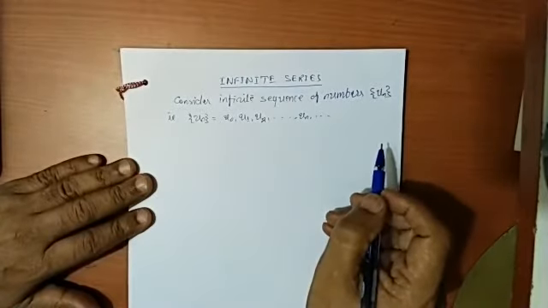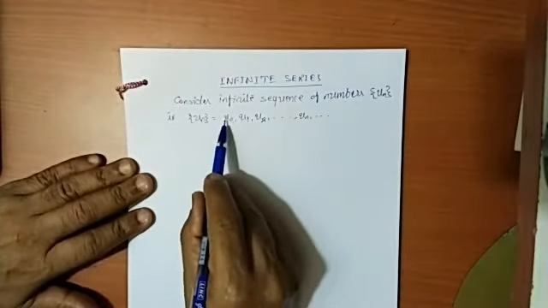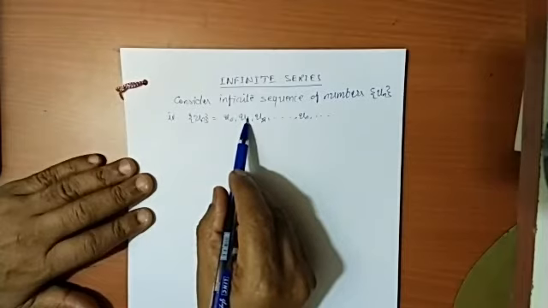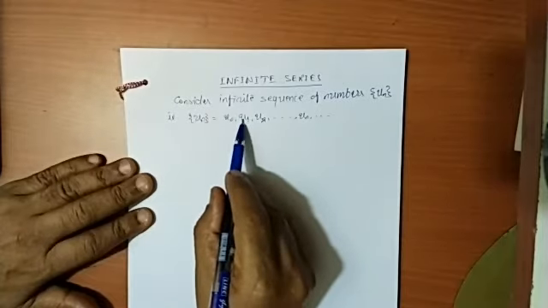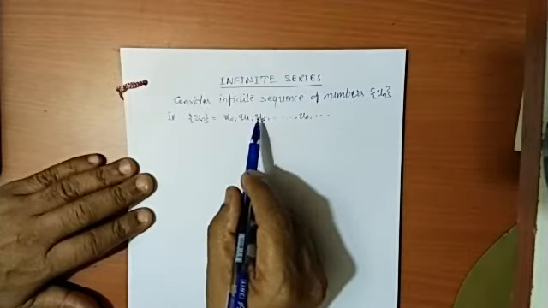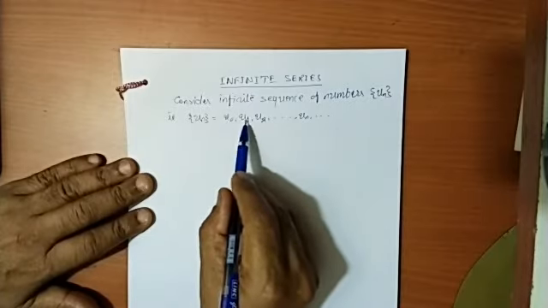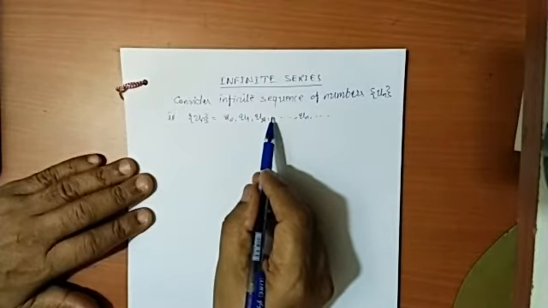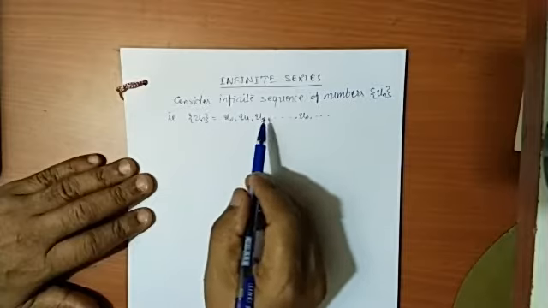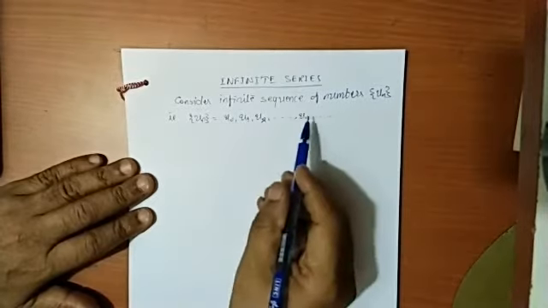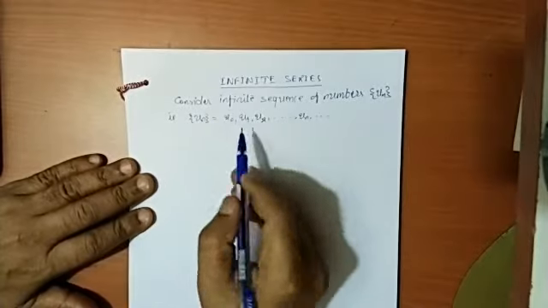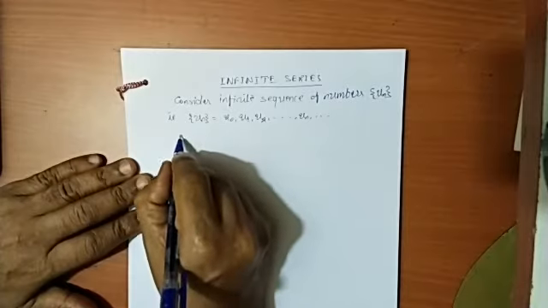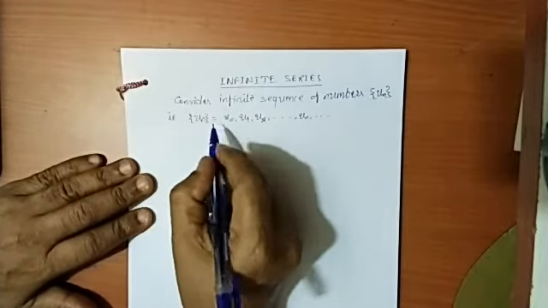What do you mean by a sequence of numbers? There must be a relation between u0 and u1, between u2 and u1, then u3 and u2. Given u0, u1, u2, you should be able to find out u3. There must be some definite relation between these numbers.